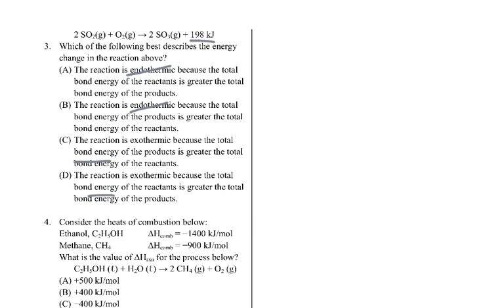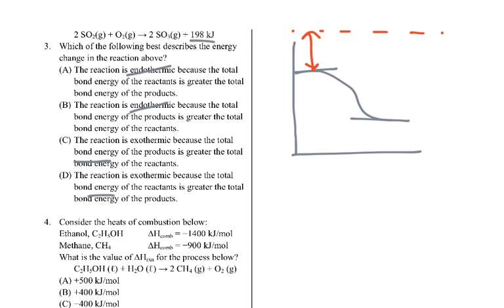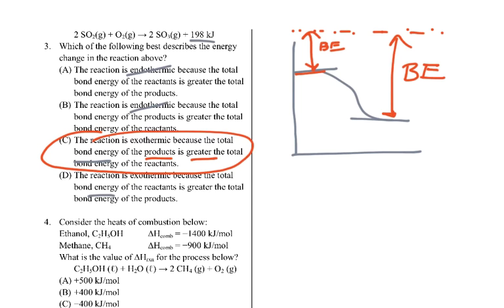Now we're talking about bond energies, so we have to go back to a delta H picture, and the idea is if it's releasing energy, that means it's starting high and going low. But bond energy is how much energy it takes, from the reactants, to separate atoms, and the bond energy of the products is this guy. So the bond energy of the products is going to be larger than the bond energy of the reactants. The reaction is exothermic because the total bond energy of the products is greater than the total bond energy of the reactants. Remember, bond energy is this part right here.